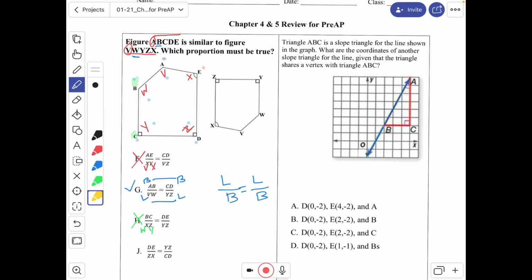The last one says DE, which is over here. DE goes with ZX, which is right. And then YZ matches with CD, which is also right. Now DE comes from the big shape, and YZ comes from the little shape, and ZX comes from the little shape, and CD comes from the big shape. So big did not go with big, and little did not go with little, so that's not correct. And they will try to trick you like that, so you have to be careful. So the correct answer is G.